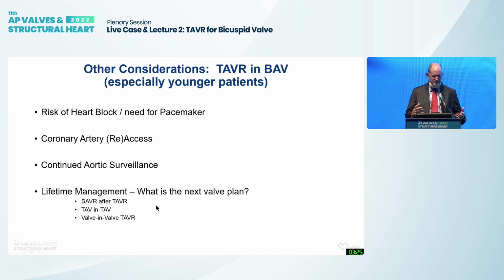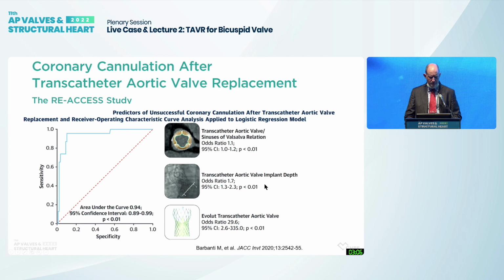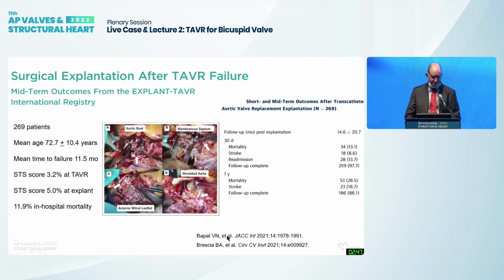And then this theme has come up over the day, the lifetime management. In a young patient, right now we don't have the technology that was alluded to earlier, but if you think someone's going to need at least one more valve, what's your strategy? SAVR then TAVR, TAV and TAV, or valve and valve TAVR. So it's not fully worked out. In terms of coronary reaccess, the things that make it challenging are very narrow sinuses and a higher implant of a TAVR valve, and the self-expanding in this analysis had a much higher rate of difficulty reaccessing the coronaries.